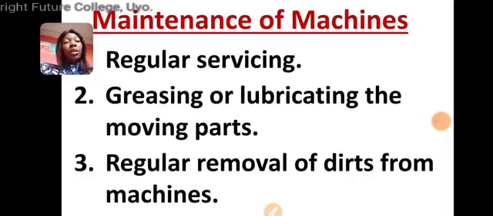The second one is greasing or lubricating what? The moving parts. Greasing or lubricating the moving parts of a machine. This is done by using what? Oil. Why do we grease or lubricate moving parts? Do you know why? This is to do what? Reduce friction. Okay. The third one says regular removal of dirt from machines. A machine that has lots of dirt will not be able to perform work properly.